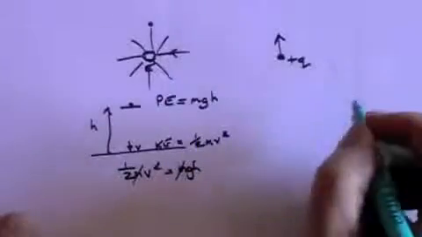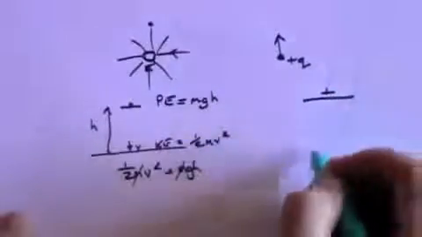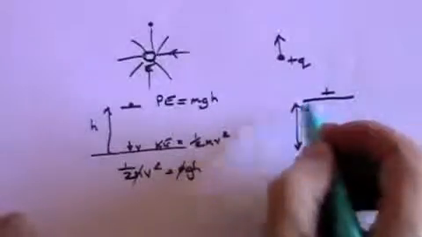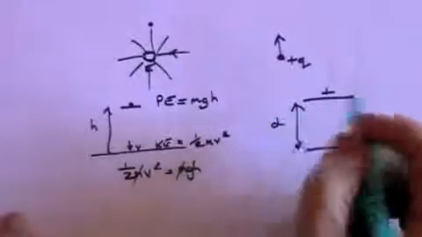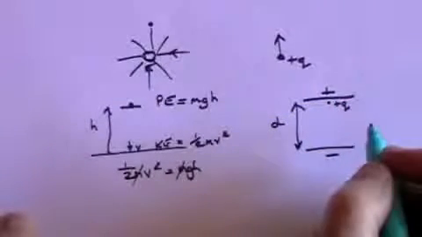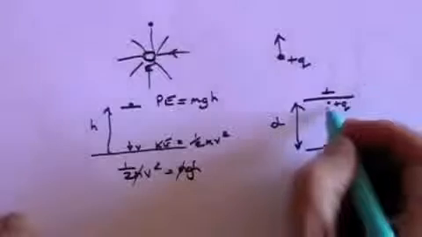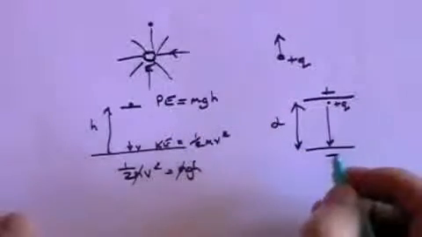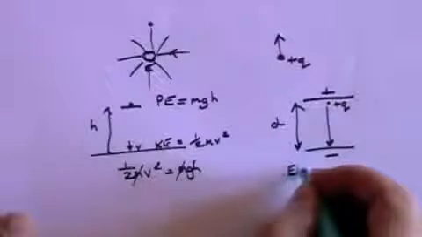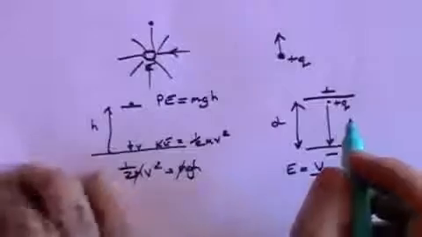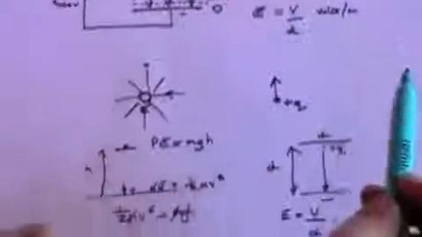By contrast, if you have two parallel plates and they are a distance d apart, and you have a positively charged charge, a little q, that will accelerate towards the negative plate. And what we've shown is that the electric field is equal to V divided by d. That's what we showed up here.